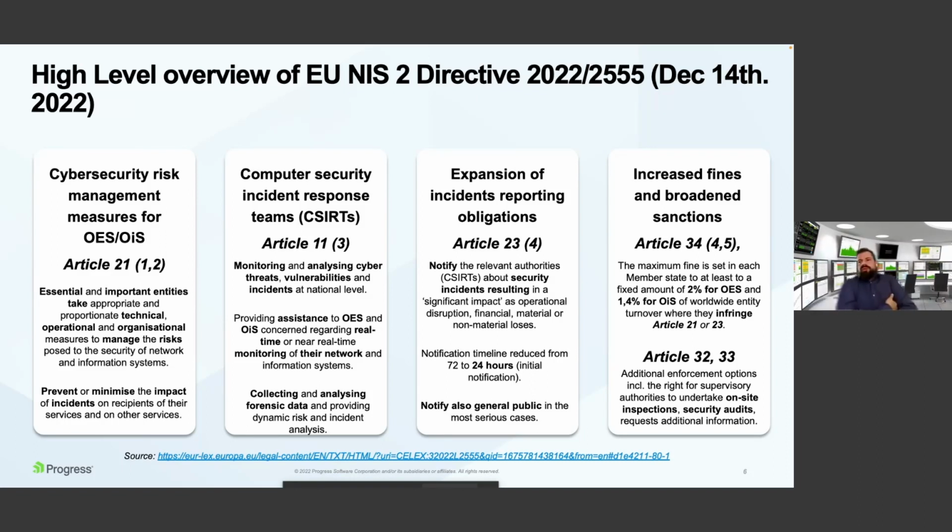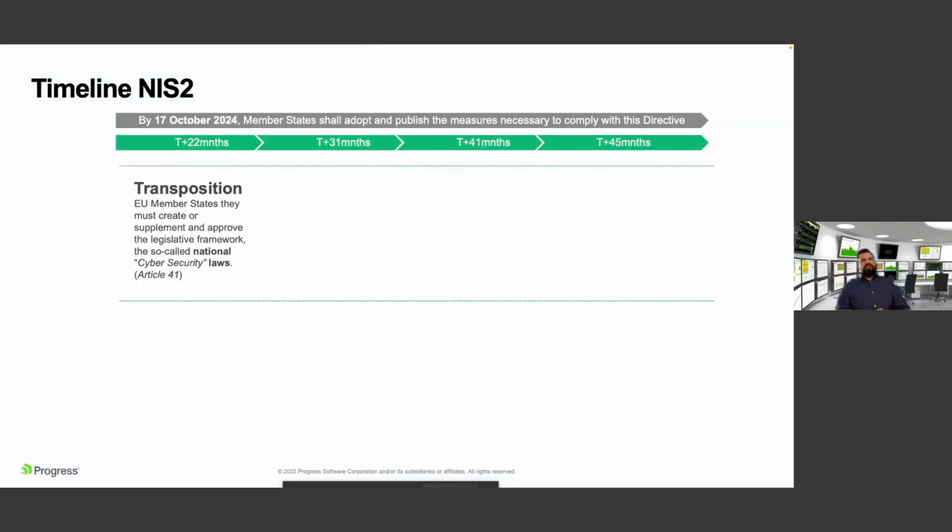And Article 32 and 33 describe the enforcement options of audits, on-site inspections, and so on from the national competent authority. So these are the most important articles from the perspective of this directive, and will be transposed into the national legislation.